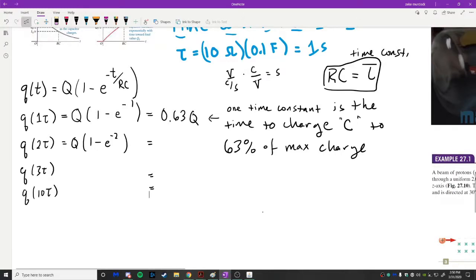That's 86%. There it is. So this one is 86%. So this is 0.86. 3 tau is 1 minus, this is times Q, e to the negative 3. It's already at 95% here. And if you do 10 tau, it's going to be pretty much fully charged at that point. This one is 0.99995 Q. At this point, it's effectively fully charged.